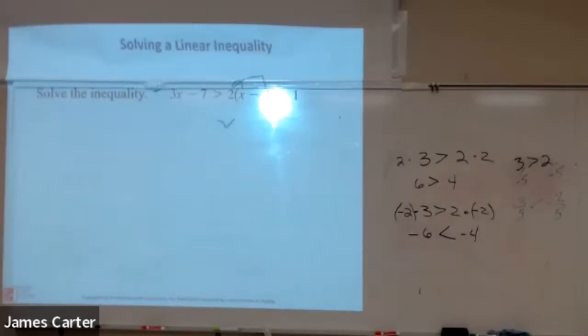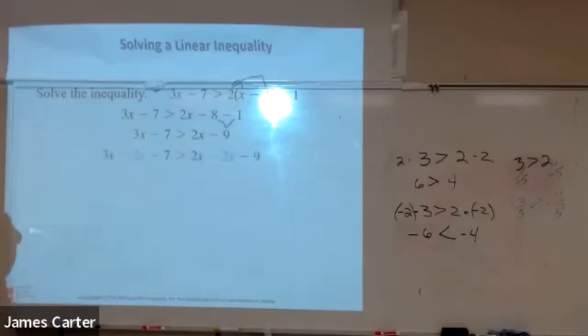Okay, let's work this problem. We worked problems like this one before, except we didn't have the inequality. Well, we got to do the distribution first. Does that sound familiar? Yeah. Okay. Now we combine like terms. That sounds kind of familiar. Now we've got to put numbers on one side and variables on the other.